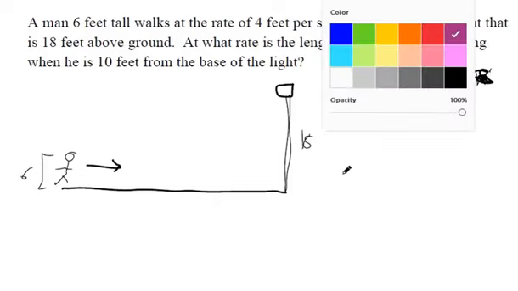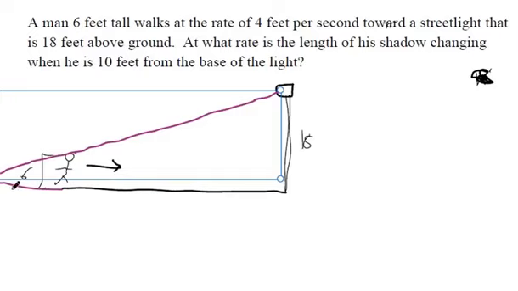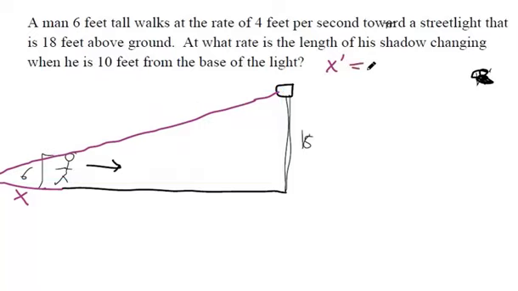The problem is talking about the shadow. So here's my light at the top. The light casts a beam down here, and so the length here, that's the big thing we want to solve for, is this x prime. We want to find out how fast that shadow is changing. So we'll call that x, and the goal is to find out the rate of change of x. So we want to know what x prime is.